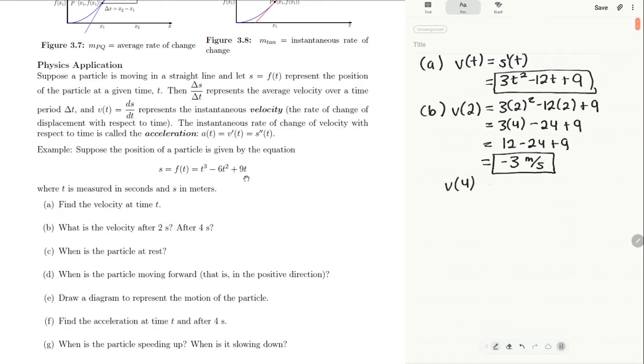Now after 4 seconds, we have 3 times 4 squared minus 12 times 4 plus 9, which is 3 times 16 minus 48 plus 9. So that is 48 minus 48 plus 9. That gives us positive 9 meters per second.